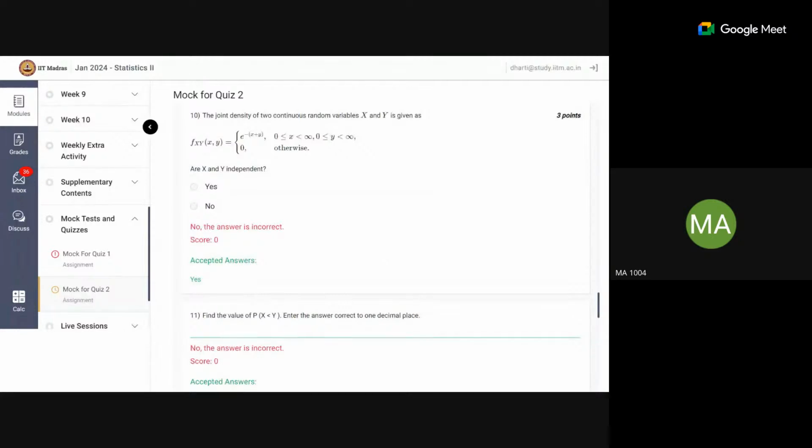We have to calculate the probability that x is less than y. Now you have the joint density, right? The joint density of x and y is given to you, and the limits of x and y are given to you. So just in the first quadrant, draw x less than y, identify where it is, take the strip whatever you want, and integrate it. That's it.